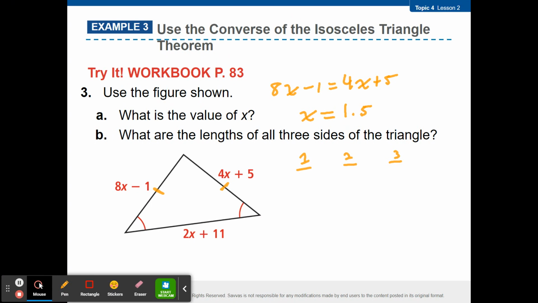Show of hands. Who's still working on this? All right, who can give me the 3 sides? Cassie, I haven't heard from you yet. 11 and 14. So 11, 11, 14. Very good. Questions on this? Okie dokie.